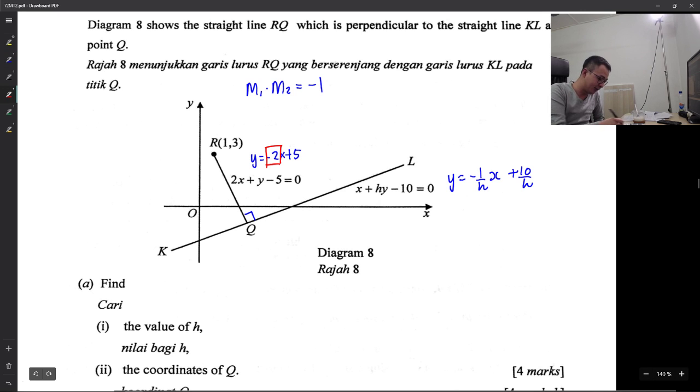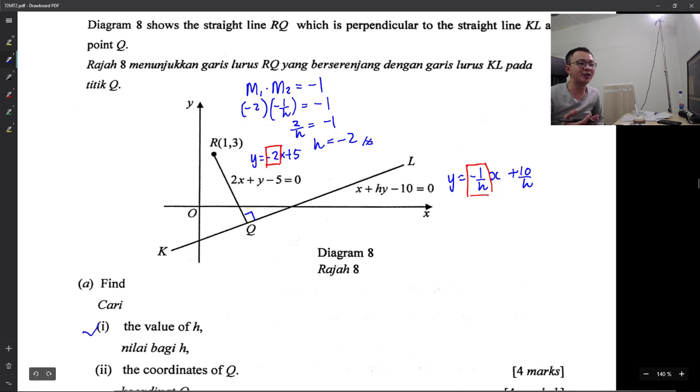Right, so my gradient in this case is -1 over h. You just rearrange, then you should know what I'm talking about here. Then we sub in the formula: -2 multiply -1 over h equals -1. So over here, 2 over h equals -1, h should equal -2. So therefore, the h value is -2. Done. This is what part 1 wants. They want you to actually find the h value.